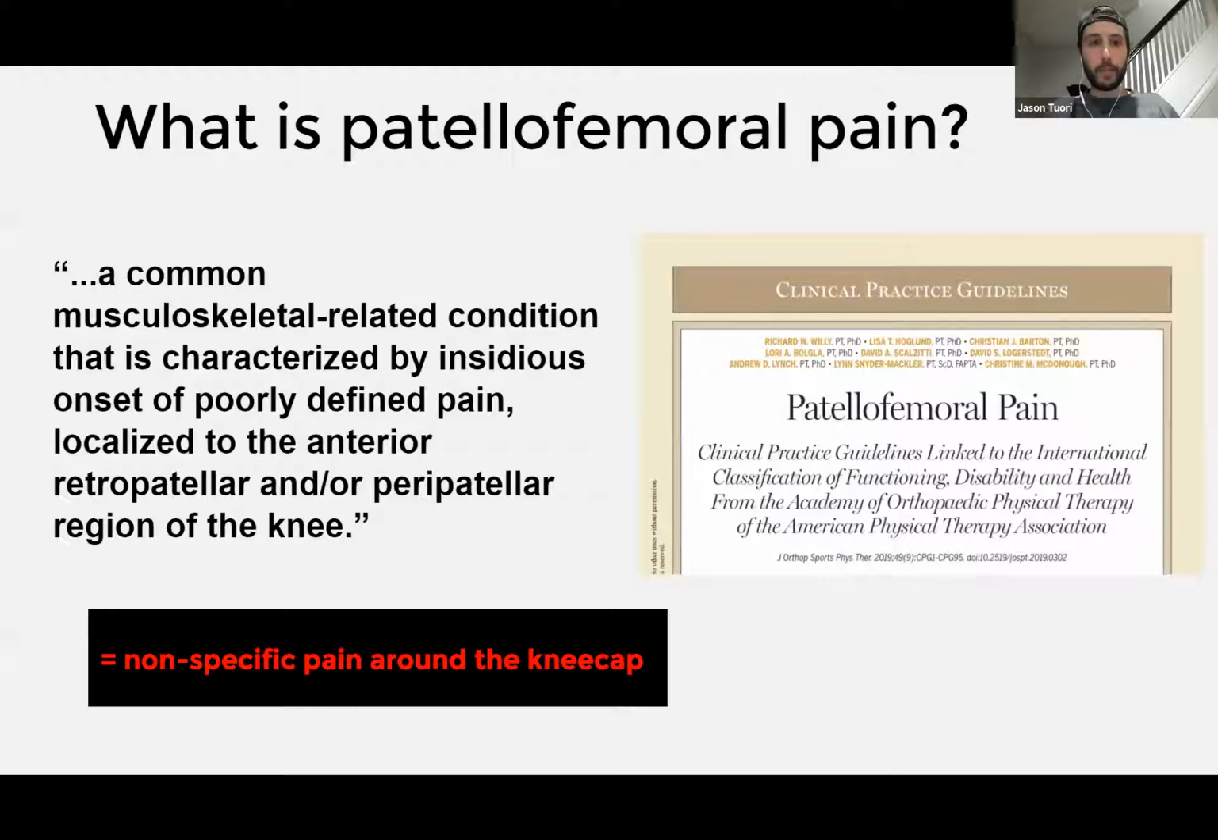So it can be challenging to get an accurate diagnosis of patellofemoral pain, mainly because the standard diagnosis of it is a common musculoskeletal related condition characterized by insidious onset. So it's not traumatic. It just kind of comes on one day. And it's poorly defined pain. We usually see it's a little bit more diffuse around the kneecap. It's rare that somebody just points their finger and says, this is the exact spot where I'm feeling my symptoms. It's usually a little bit more dull and broad, and it can kind of shift and change directions and be in different places. So it's non-specific pain around the kneecap.